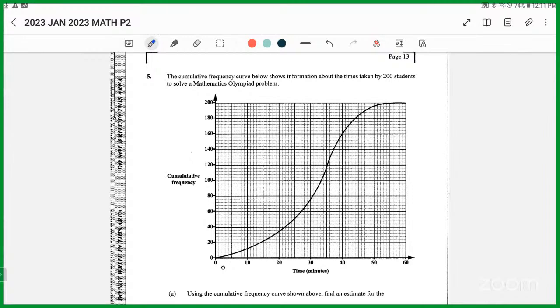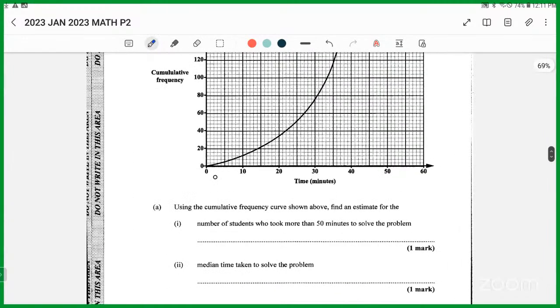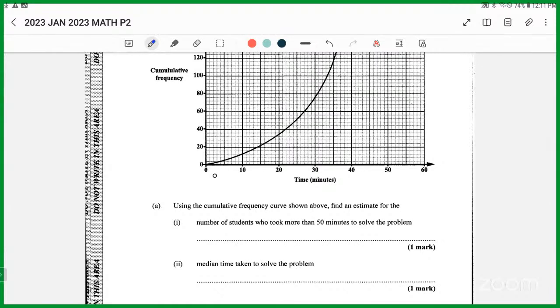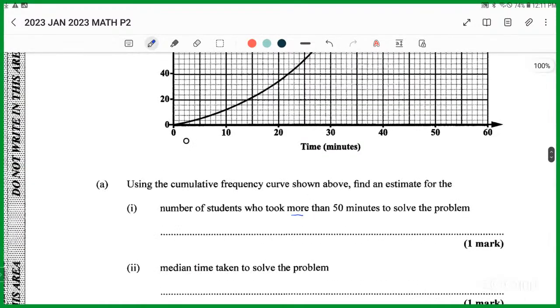All right. It says, using the cumulative frequency curve, find an estimate for the number of students who took more than 50 minutes. You see this statement here, so that tells me right away that we have a less than or equal to graph. But more than 50 minutes means greater than 50. Greater than 50 minutes.